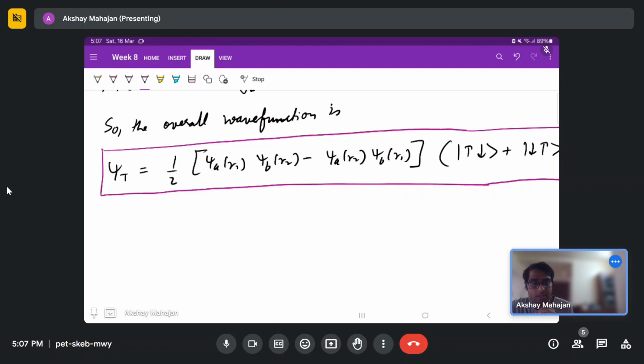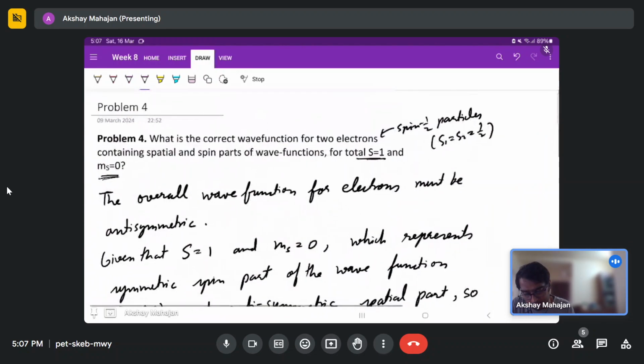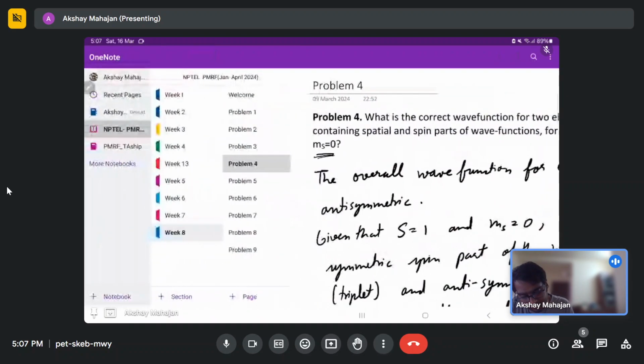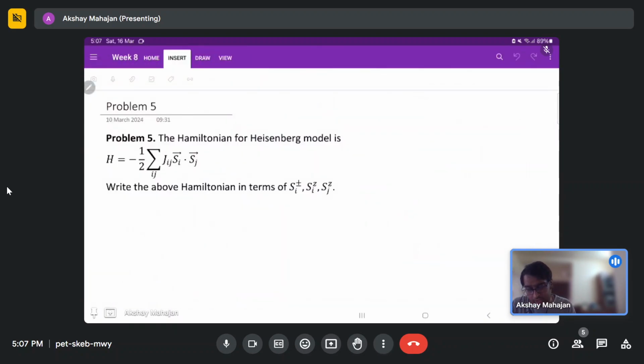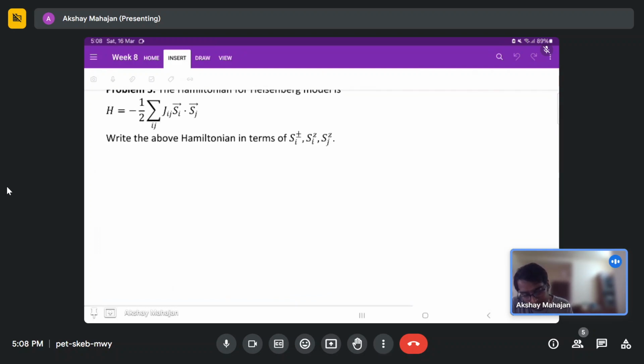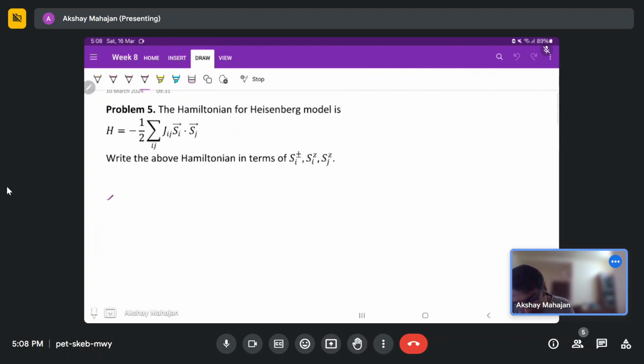Any doubt in this problem? Okay, so let's just move on to problem number 5 then. In problem number 5, what is given is the Hamiltonian for the Heisenberg model: H equals minus half summation over i,j of J_ij S_i vector dot S_j vector. Then we have to write the above Hamiltonian in terms of S_i plus, minus and S_iz, S_jz. So let's just do this one.